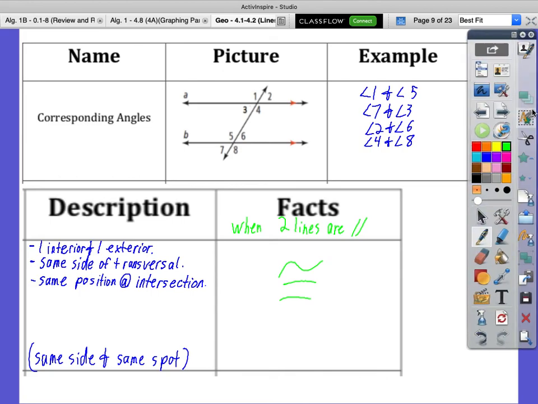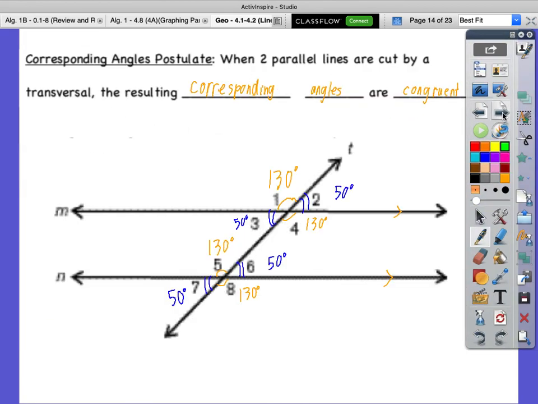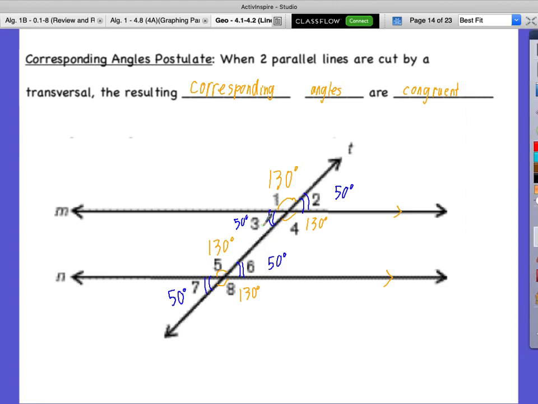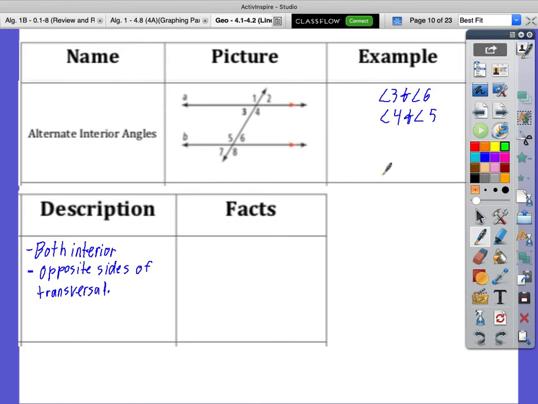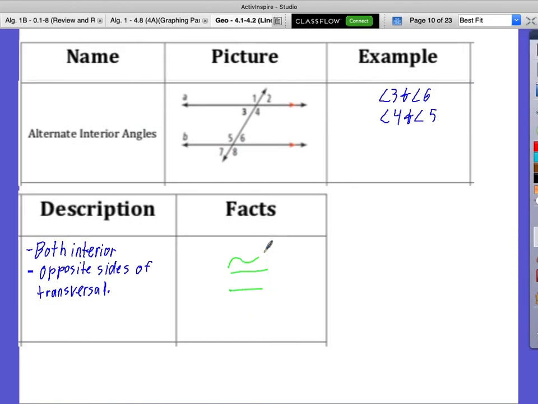Okay. So then let's go back to the picture real quick before we look at alternate interior. If we look at alternate interior angles 3 and 6, what do you notice about these angles? They're both interior. They're congruent. What about 4 and 5, the other pair of alternate interior? They're congruent as well. So let's go to alternate interior. And the facts when those two lines are parallel, they're congruent too.